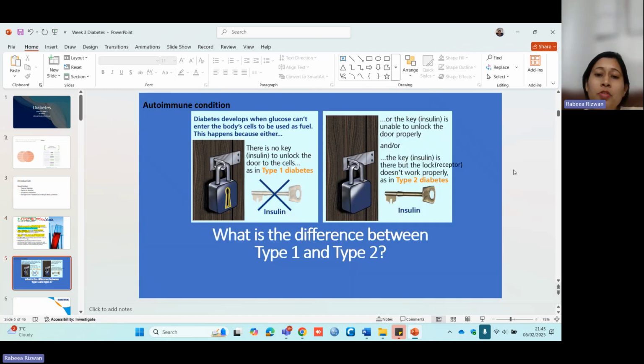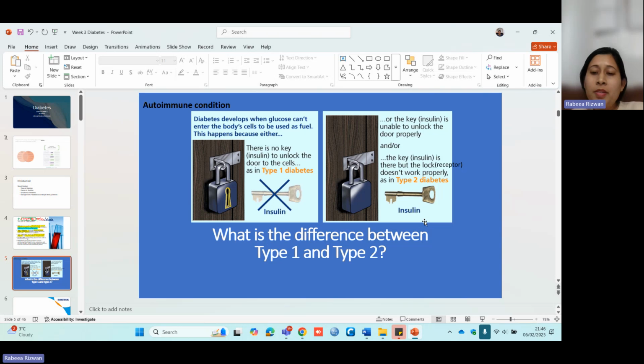Here's a picture I'm showing you to make the concept clear. Imagine this key is the insulin. If this key is not functioning or our body is not producing it, how can glucose unlock the door and enter inside the cell? That is what happens in type 1 diabetes. And why do we say it's an autoimmune condition? The body's immune system misreads its own body structure as a foreign particle or foreign structure and kills that part. That is called an autoimmune condition.